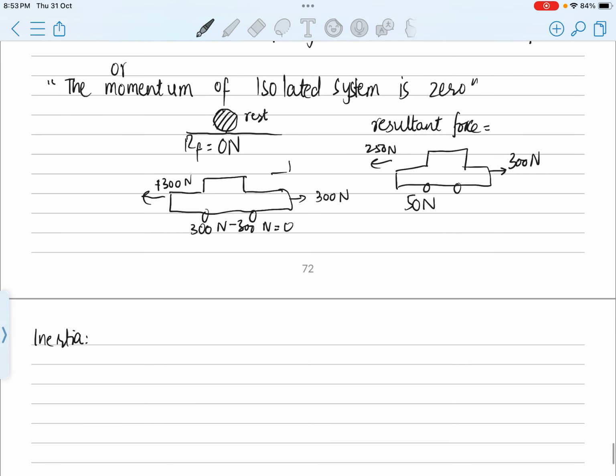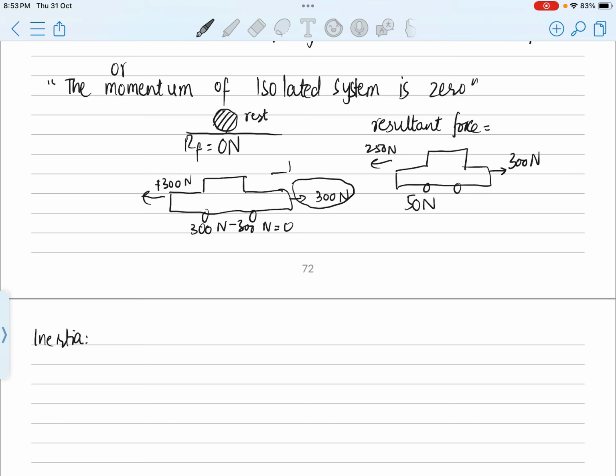Inertia is a virtue of a body's mass. For example, inertia is a tendency of an object to resist any change in its state of motion. Only an external resultant force can change the natural state of any object, not any other force. For example, we apply a 3 Newton force in the case of this car.